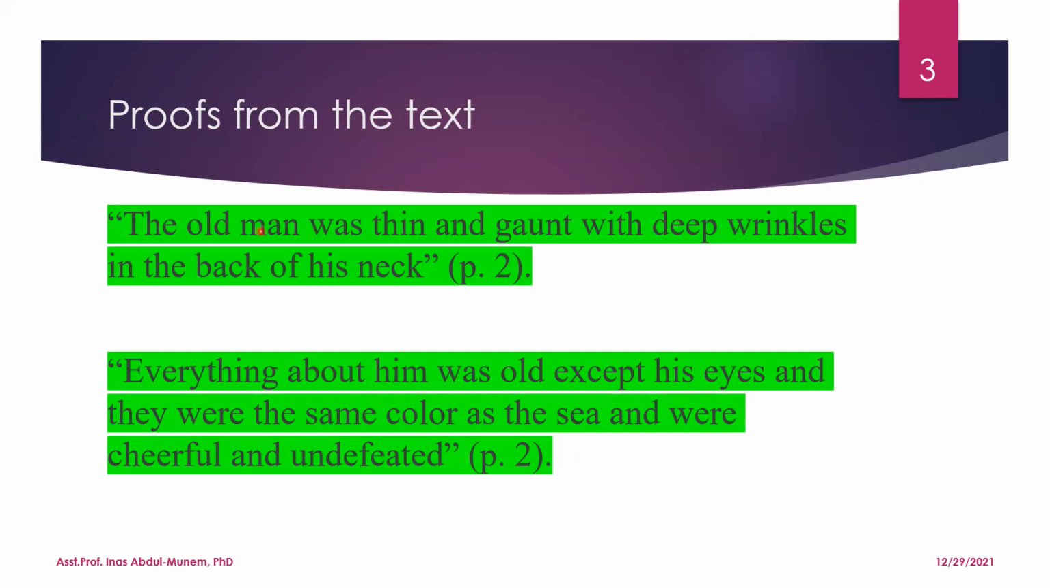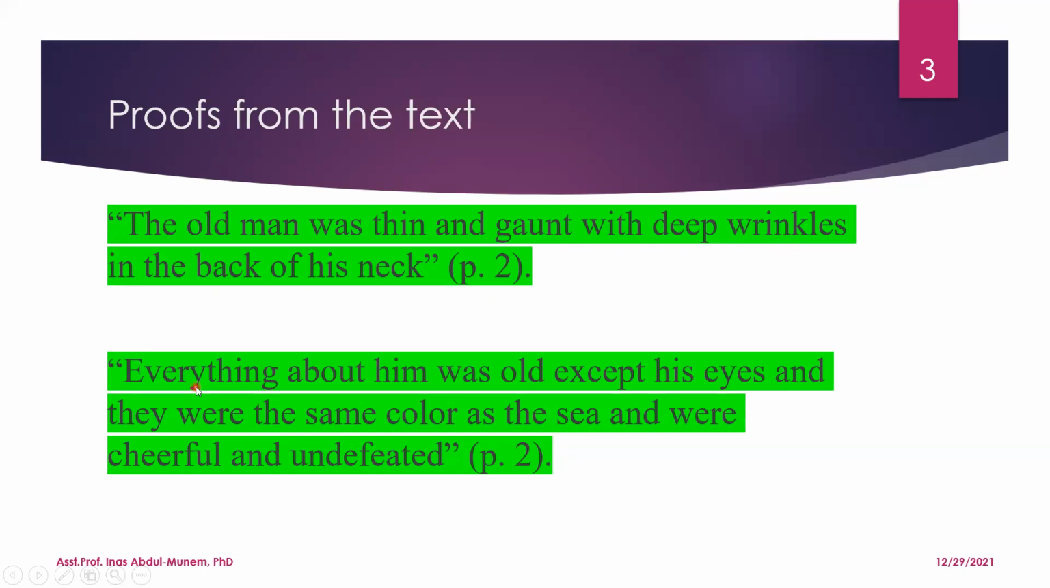The old man was thin and gaunt with deep wrinkles in the back of his neck. Wrinkles are the lines in the complexion when someone becomes old. It starts in his 40s and continues to be deeper, with many wrinkles. So the old man was thin and gaunt. It is okay, thin and gaunt, but deep wrinkles show his age, that he's old. Where are these deep wrinkles? In the back of his neck. That is on page number 2.